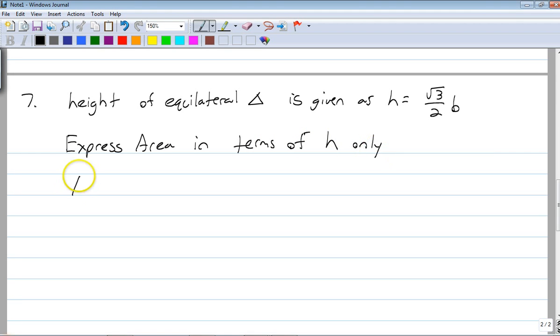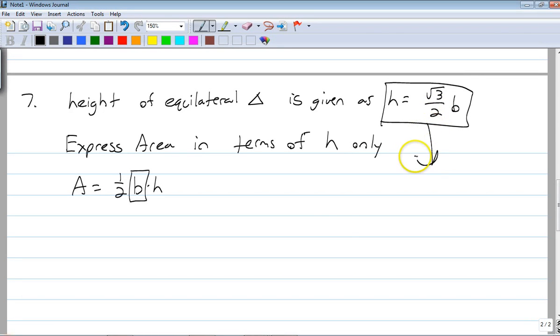So I know again that A equals 1/2 base times height. I only want height in my problem. So that means I have to get rid of this b. Well, that means I have to substitute something in for that b. Well, I have to look over here. Do I know what b is yet from this? Well, you should hopefully say no. We know what h is, but we need to solve for b. So this is actually a two-step problem. I have to take this equation and solve for b. Okay, so when I solve for b, you multiply by 2 over root 3, so you get b is equal to 2h over root 3.